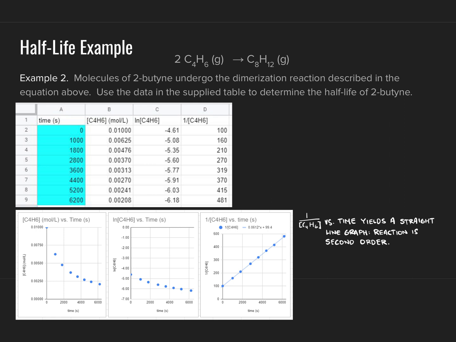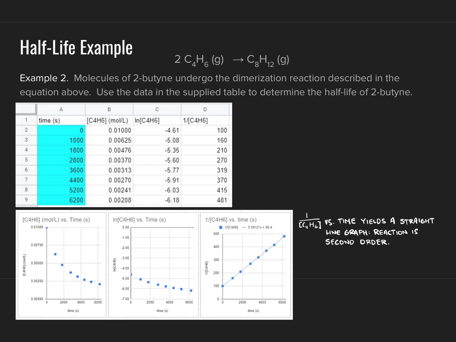So looking at the first graph there, the concentration versus time yielding a non-straight graph essentially eliminates the possibility of a zero-order reaction. The second graph there, the natural log of concentration versus time graph, would have been a straight line had this been a first-order reaction, but since there's a curve there, that implies this is not a first-order reaction.